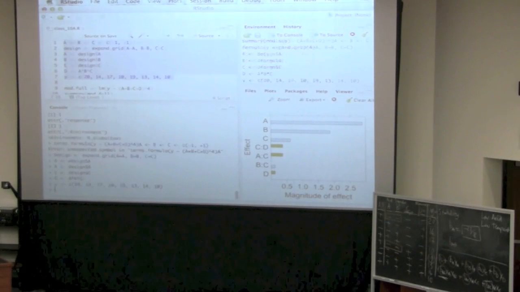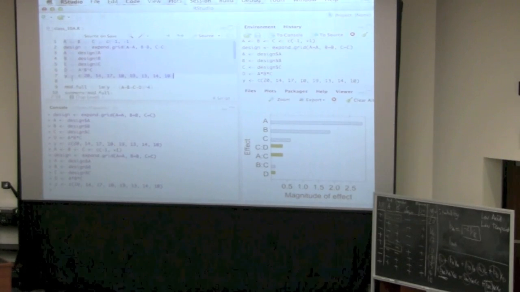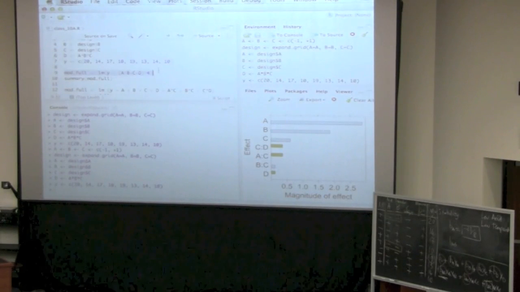So we put that in, and then when I create that model, I'm going to do it wrong first, and then emphasize what's happening. So if I run this code, what I'm asking R to do is to generate me a linear model where Y is predicted by A plus B plus C plus D plus all combinations of those letters up to the fourth power. Can we do that? Why can't we do that? We didn't do enough experiments.